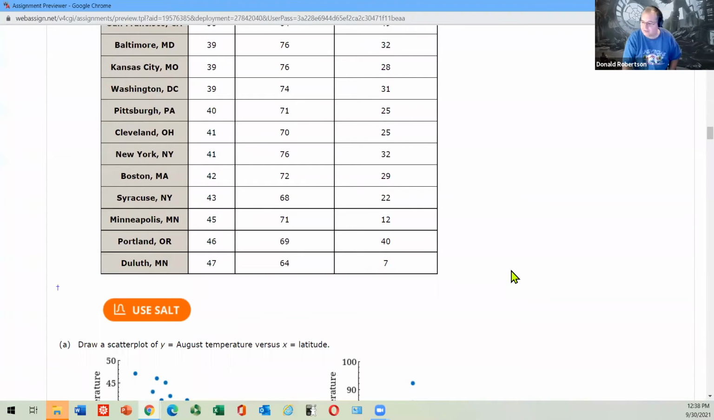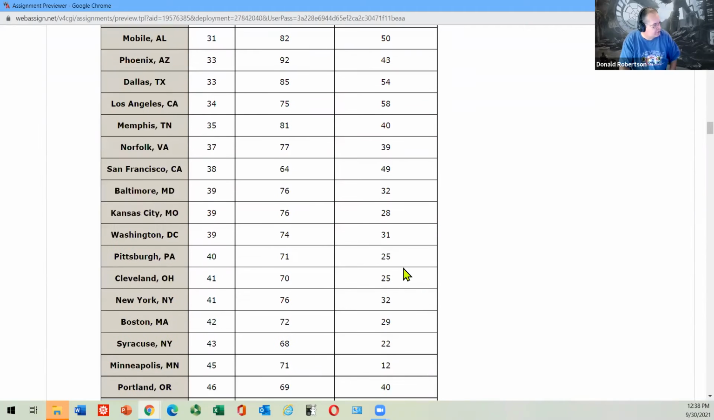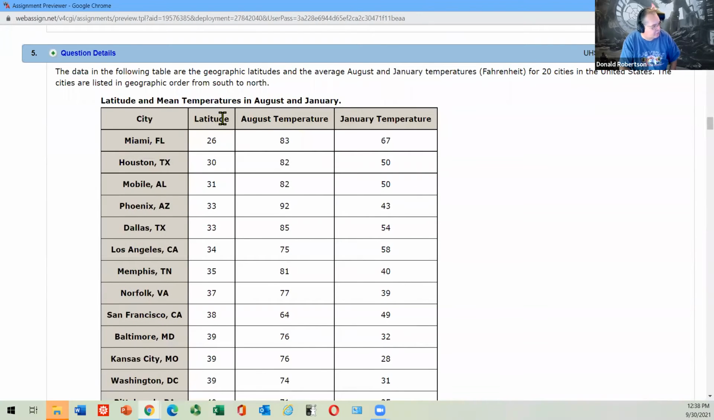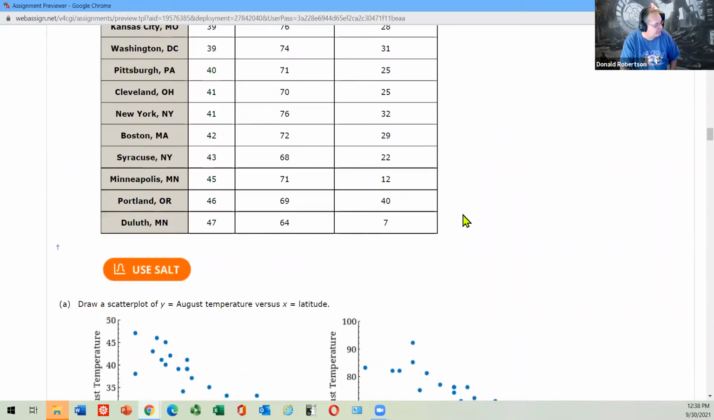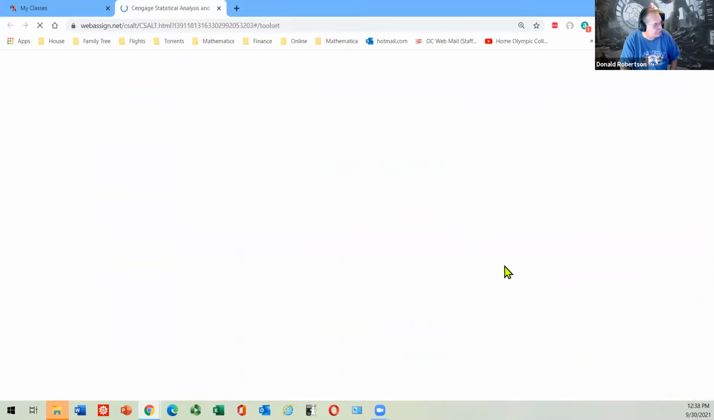Now, can you imagine you could set up an X and Y axis and plot those? But wouldn't it be nice if Salt did it for us? So let me show you how you can get a scatter plot for latitude and August temperature. So click on Use Salt.